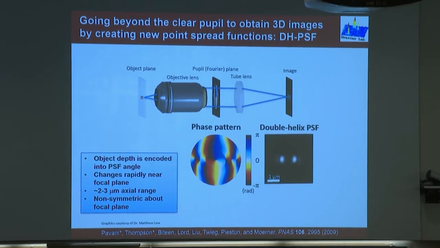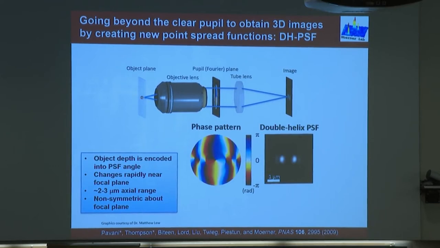really only a map of phase delays, okay? And so these different colors mean different numbers of radians of phase delay at different positions in the back focal plane. This particular phase pattern converts the light from a single emitter into two spots on the camera.